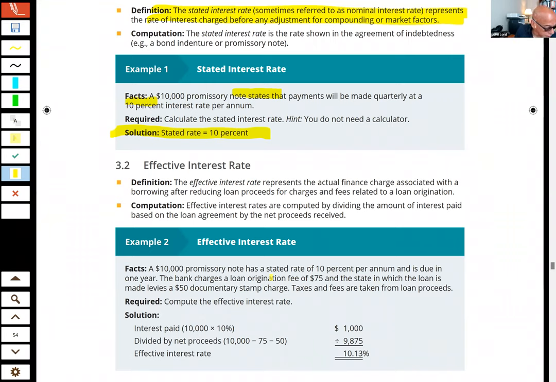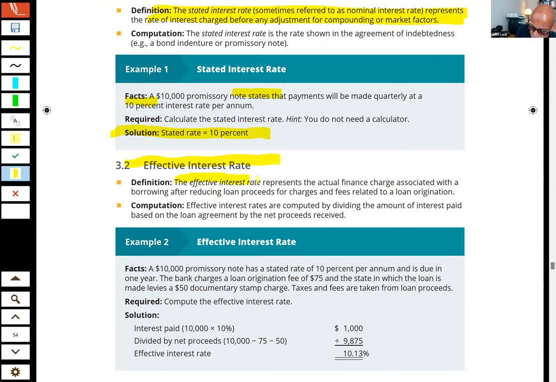Now, let's take a look at effective rate. With the effective rate, what we're going to have to do is account for any kind of fees or any kind of upfront payments we're going to have to make. And we're going to subtract that off of the total amount of borrowing. And that will allow us to calculate what the effective rate of return is.